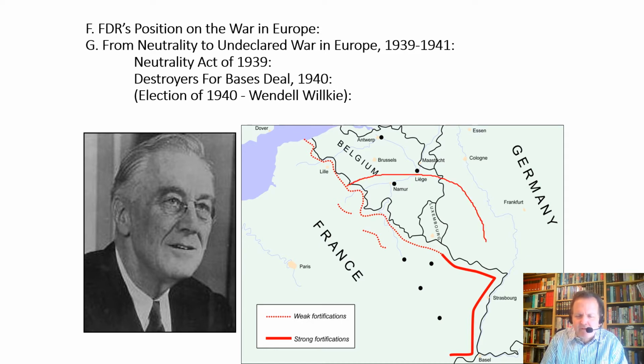The strongest fortifications came through neutral Belgium. They also took out Holland while they were at it. They came through the impenetrable Ardennes forest, a heavily wooded area with narrow roads, a lousy place to launch an offensive.